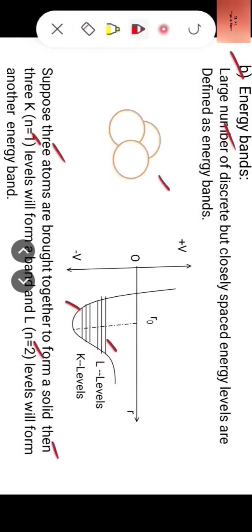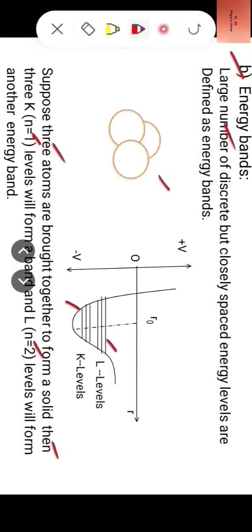That is, large number of discrete but closely spaced energy levels are defined as energy bands. Here there are 3 atoms, so we have 3 K levels which are closely spaced because atoms have come very close to each other when they are in the shape of the solid. And similarly, we have 3 L levels which are close to each other and they form energy bands. So there is an energy band corresponding to K levels, there is energy band corresponding to L levels.